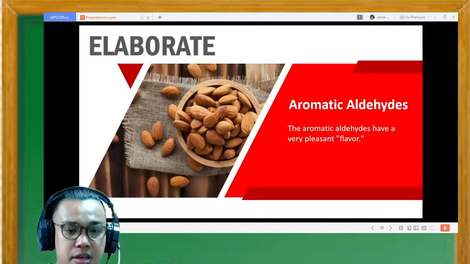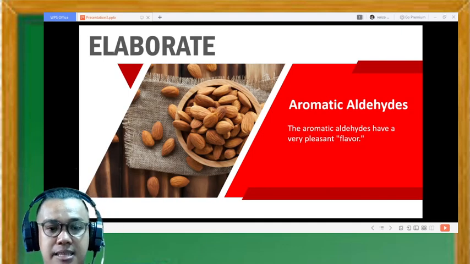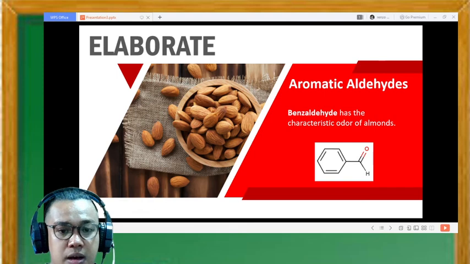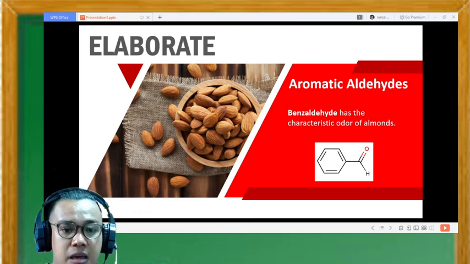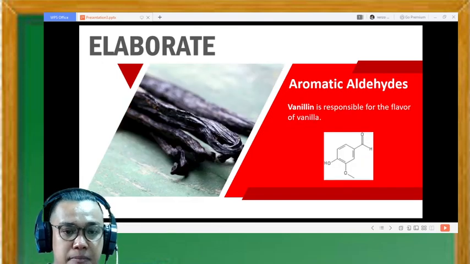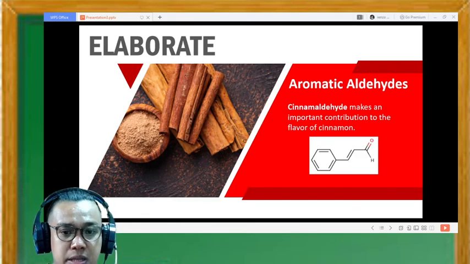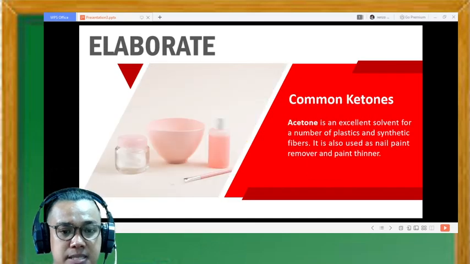Next is the aromatic aldehydes. The aromatic aldehydes have a very pleasant flavor. Benzaldehyde has the characteristic odor of almonds. Vanillin is responsible for the flavor of vanilla. Next is cinnamaldehyde, which makes an important contribution to the flavor of cinnamon.